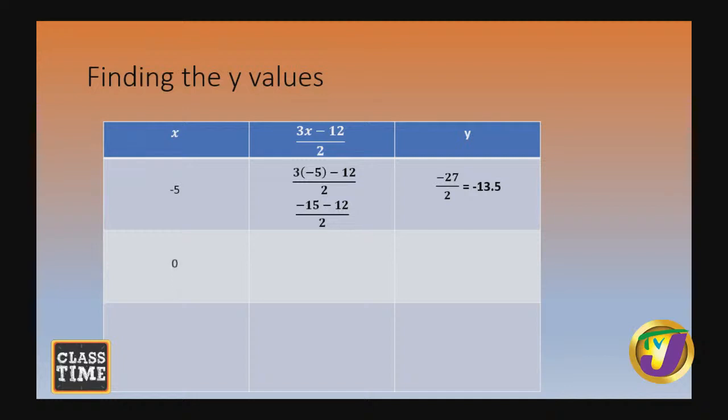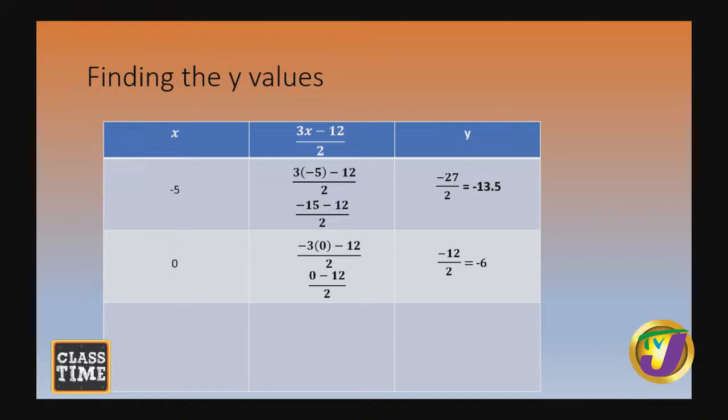And for our x value, substituting 0 in the same equation, we would have 3 multiplied by 0 for x, subtract 12 all divided by 2. And that would be 0 subtract 12 all divided by 2, which is the same as negative 12 divided by 2, or just negative 6.